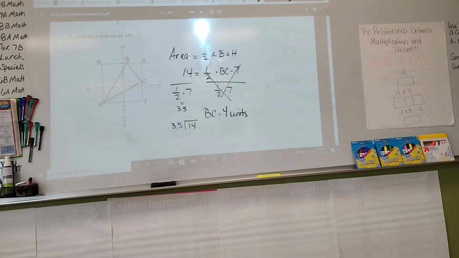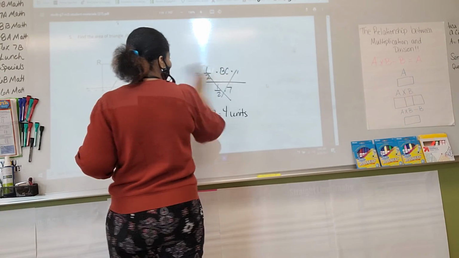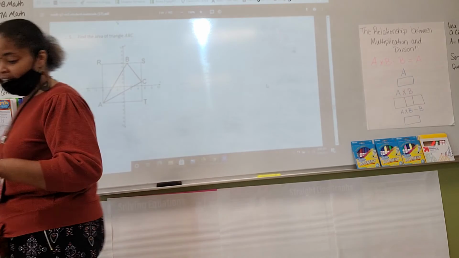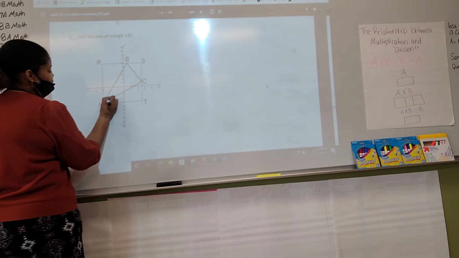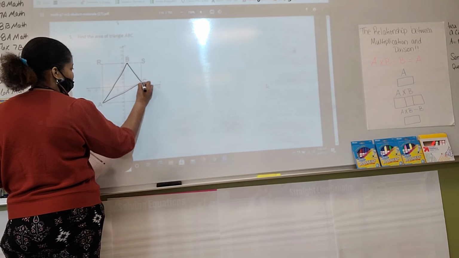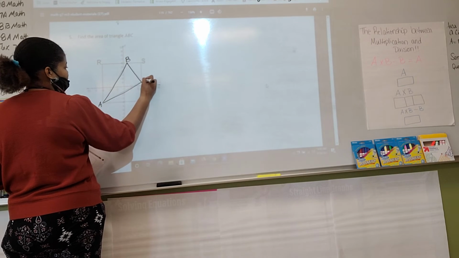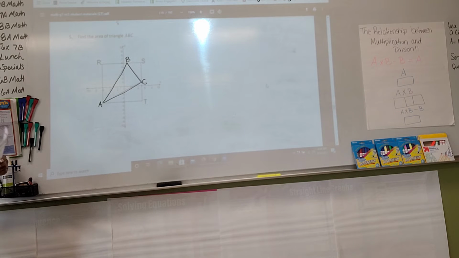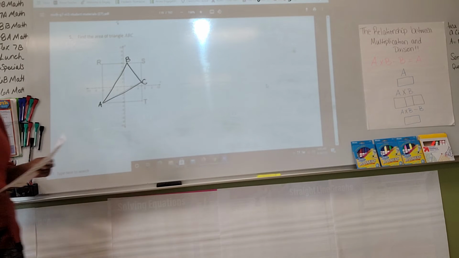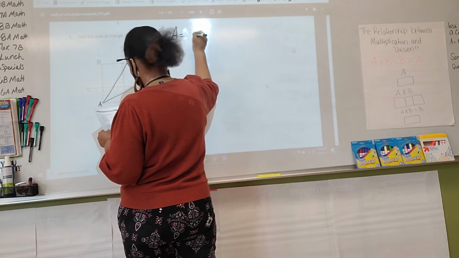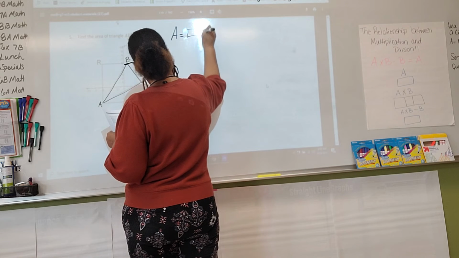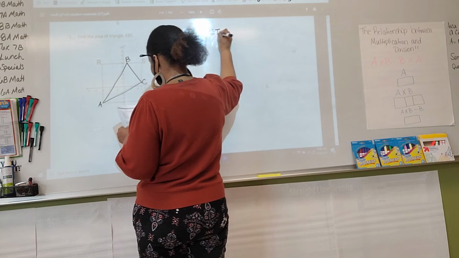All right, let's look at the last one, number 5. Number 5 says, find the area of triangle ABC. So we want the area of this triangle A, B, and C. Well, in order for me to do that, I have to find the area of a bunch of different things first. So the area of rectangle ARST, I have to find that first.